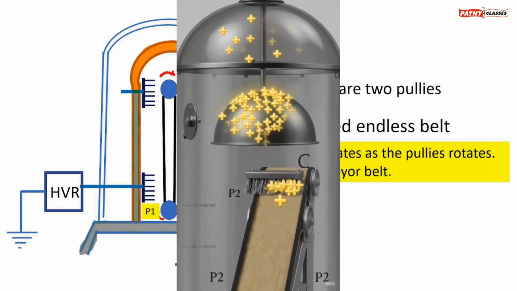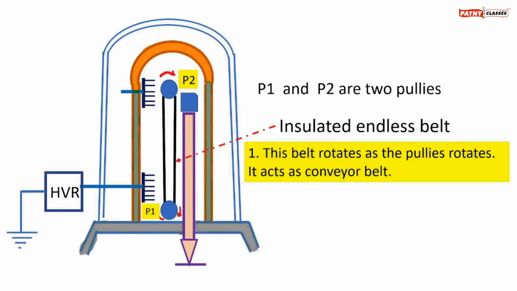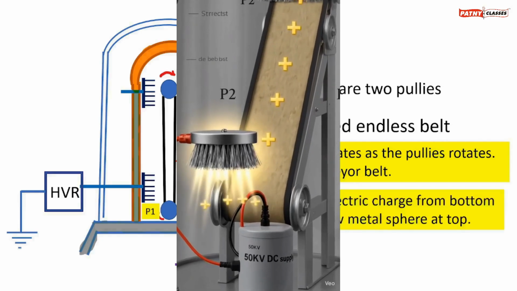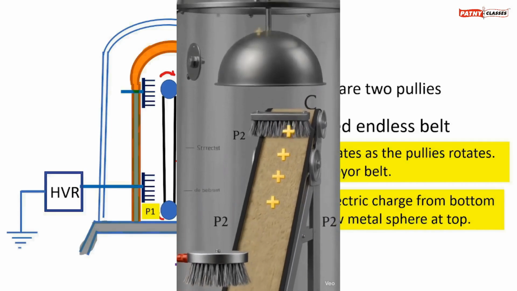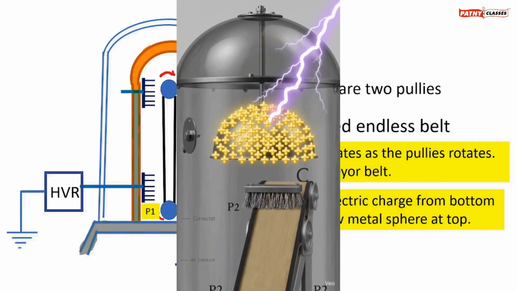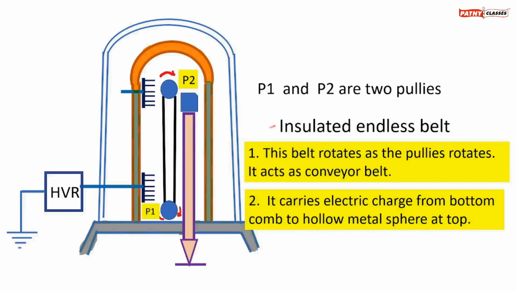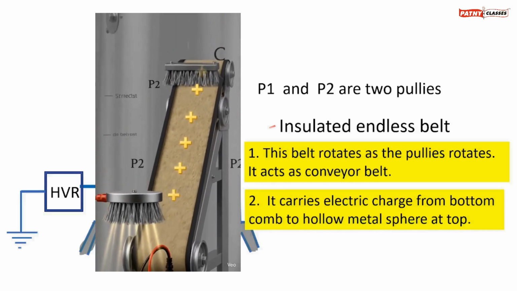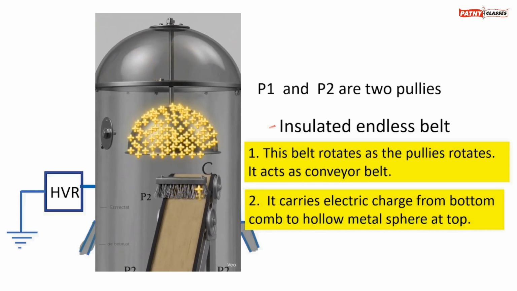Conveyor belt means what? A conveyor belt is one which physically carries an object from one point to another point. Since this belt carries the charge from one point to another point, therefore this belt can be called a conveyor belt. This conveyor belt carries electric charge from the bottom comb, a device called a comb, to the hollow metal sphere which is present at the top. I already told you that this metal sphere is called a dome.